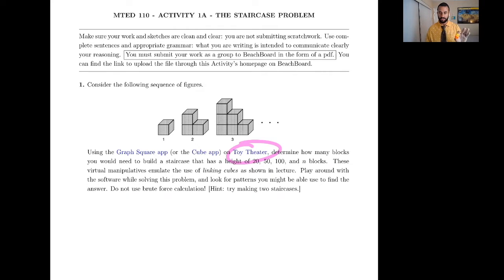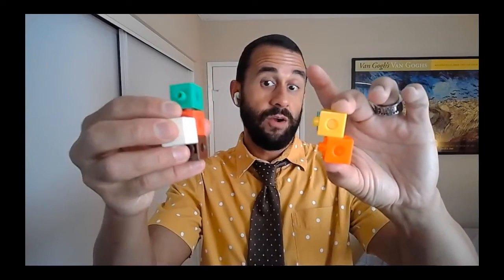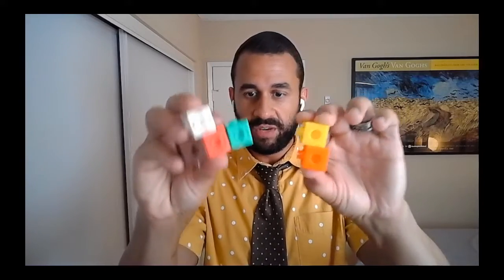Some of you might have seen these before, and let me give you a closer look for just a minute here. Linking cubes are basically these things, right? Some of you have probably seen these before. Maybe you have them at home, maybe you played with them with your siblings. These are amazing manipulatives for kids. They're basically little cubes, and they have little sticks sticking out, and then you can link them together. That's why they're called linking cubes.